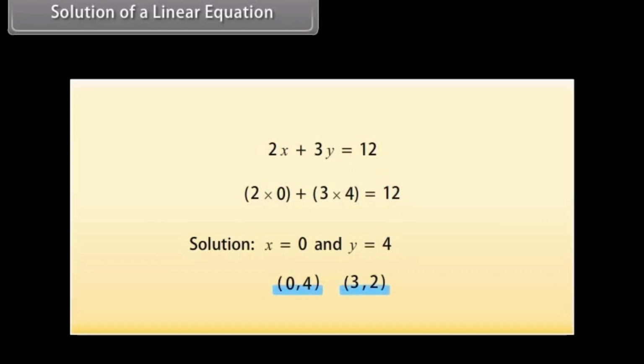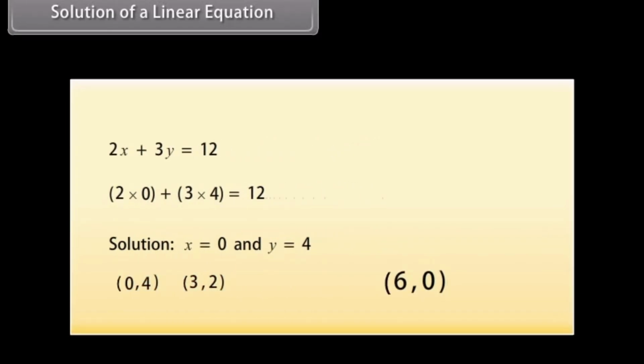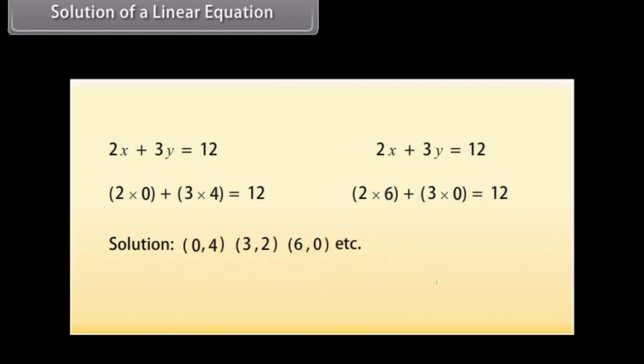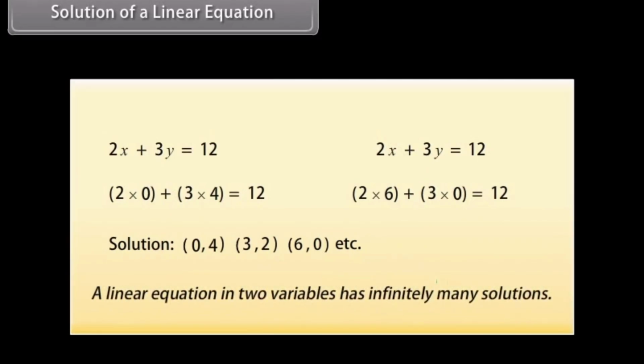We have found at least two solutions for this equation. Can you find any other solution? Is (6, 0) also a solution of this equation? Yes, (6, 0) is also a solution, because when you substitute x as 6 and y as 0 in the equation, you find that the answer becomes 12. Similarly, many other solutions can be taken from this single equation, and there is no end to different solutions of a linear equation in two variables. Therefore, we can say that a linear equation in two variables has infinitely many solutions.